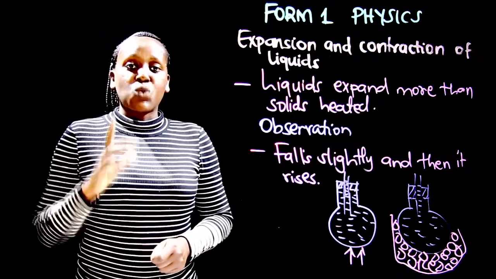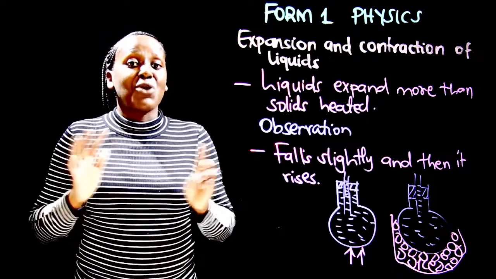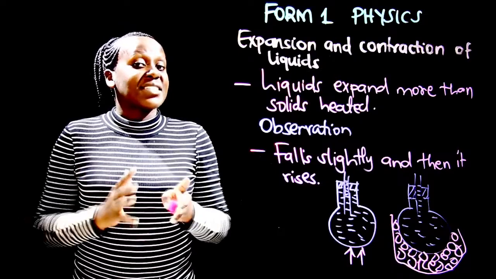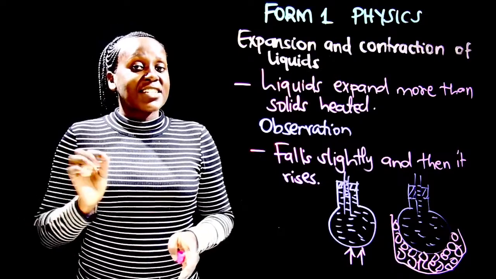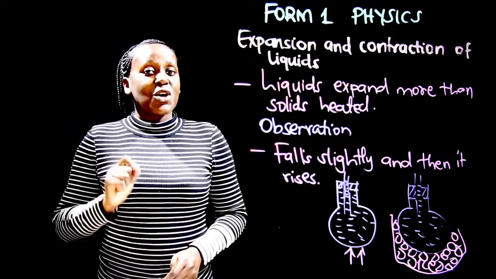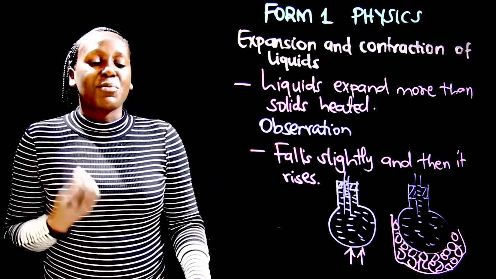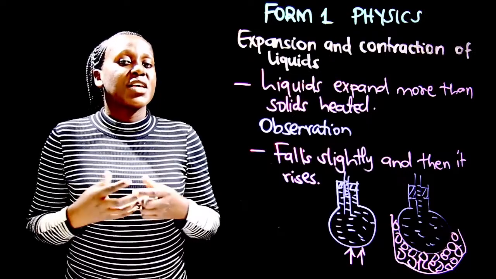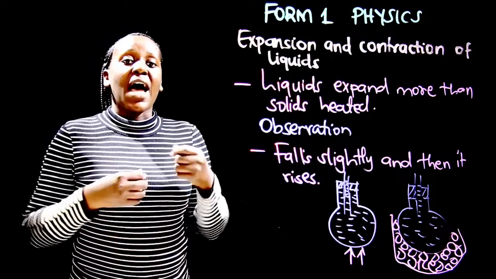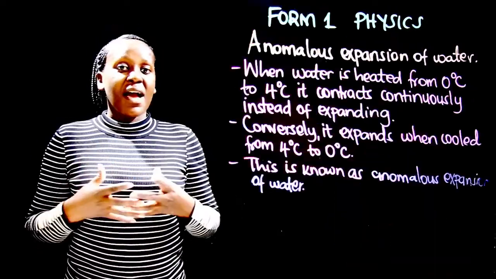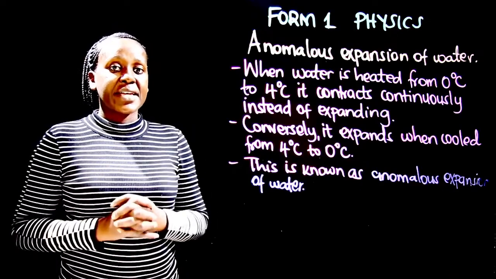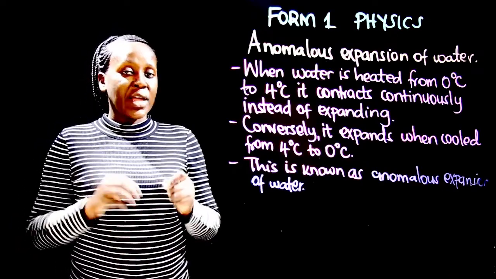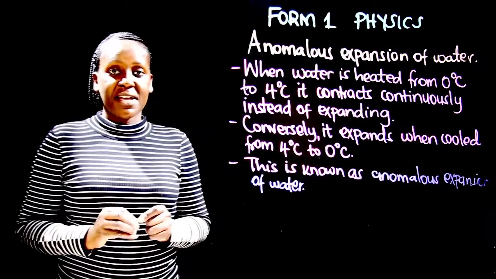However, there is one liquid that behaves abnormally at certain temperatures, and that liquid is water. So we are going to study what this abnormal behavior is. Why is it that at certain temperatures it behaves differently from other liquids? Now we have learned that when liquids are heated, they expand, and when they are cooled, they contract.